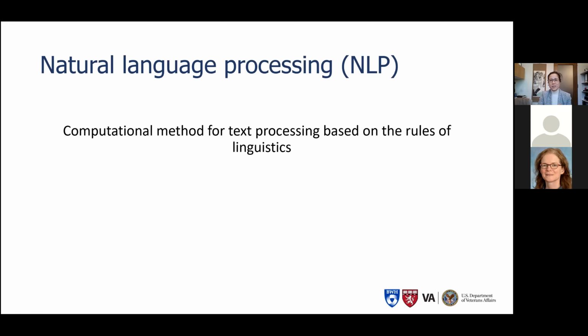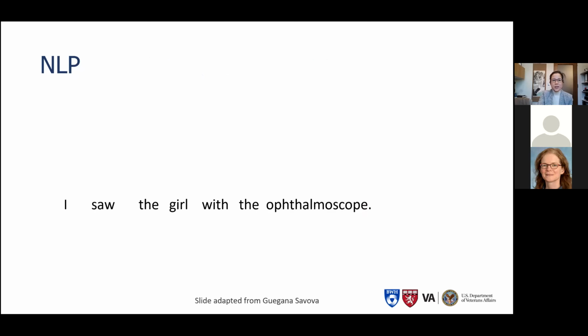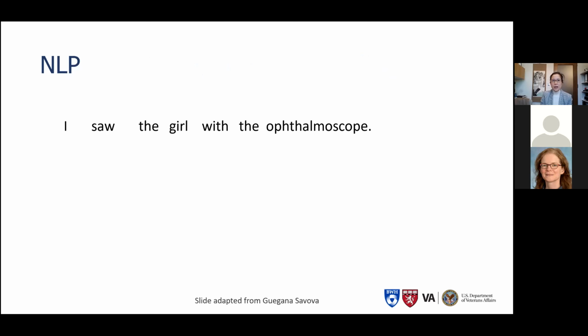And so I'm going to just give you a very simplistic overview of natural language processing. One general way to think of it is a computational method for text processing based on the rules of linguistics. And so many of the NLP platforms, and there are many out there, will take a sentence and parse it into its parts. Some will figure out what words they are or what type of words they are, and then try to interpret the sentence. And so this sentence says, I saw the girl with the ophthalmoscope. But as you can imagine, there's some ambiguity here.